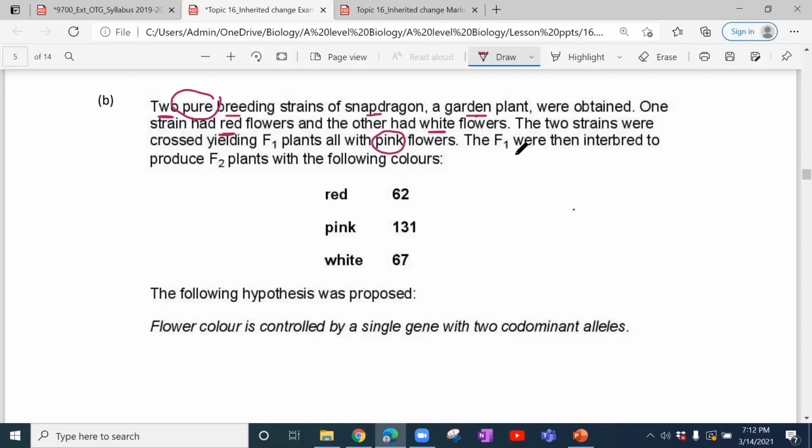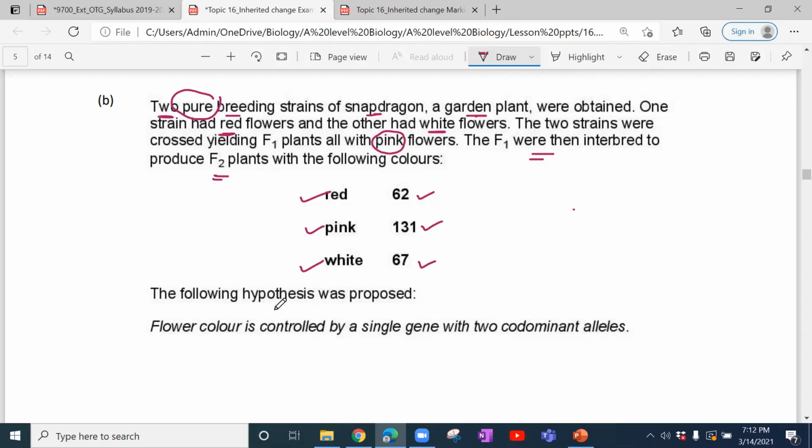Okay? So we are looking at codominance. But let's see. So F1 generation was then interbred to produce F2 plants and the following colors. This is the observed values. Okay? This is what they get after when they were interbred. So red, pink, and white. Okay? These are observed values. 62 red, 131 pink, 67 white. So this is the hypothesis.